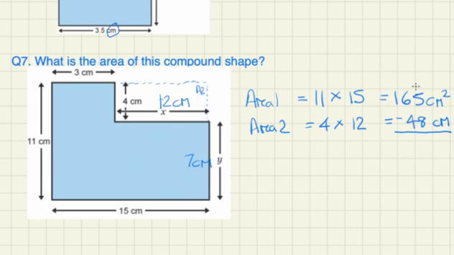So this is the area, if that rectangle was there, this is the area of that missing rectangle. You take one from the other and you get 117 centimetres squared. So that gives you this area here. Loads of other ways of doing it. If you did it another way, but still got this value, then well done.